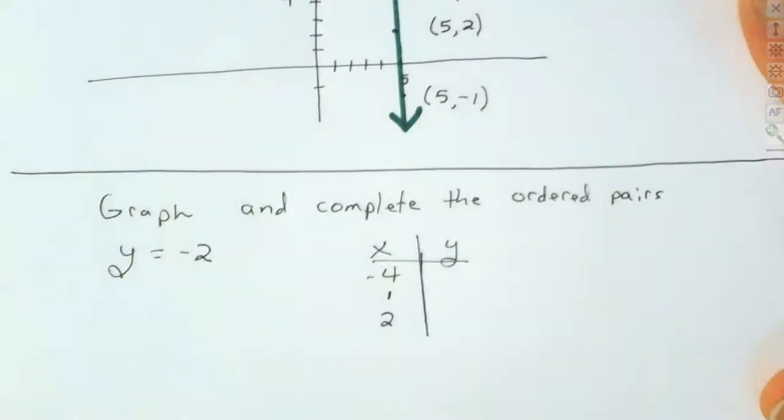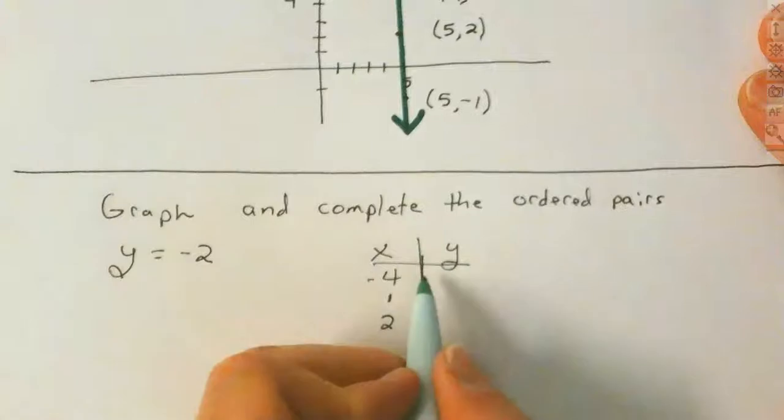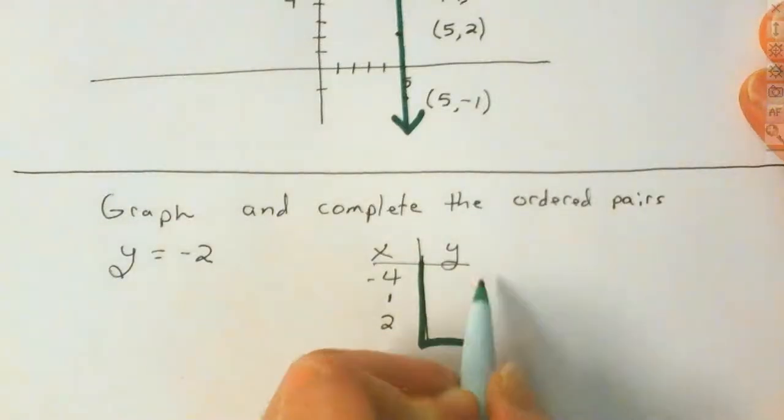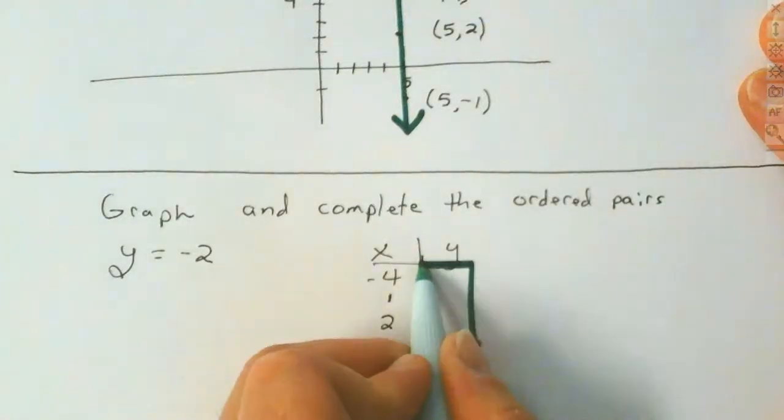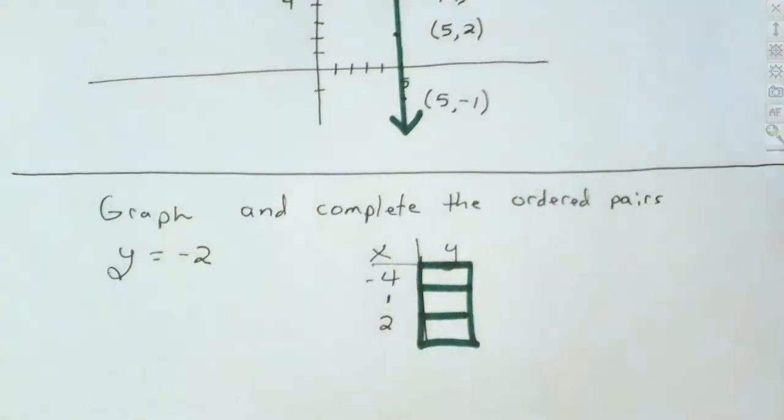Okay, so if I'm looking at this table and my equation, well, what do we know here? Okay, we know that y is always, no matter what, going to be -2. So does it matter what the x value is? No, because what is y always going to be? -2. So what's going to go in all of the blanks here?